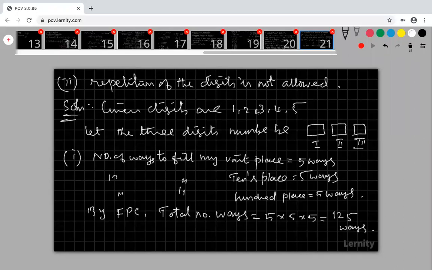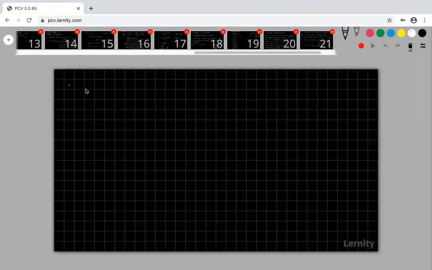That means, using these 5 digits, I can make 125 3-digit numbers. 125 3-digit numbers using these 5 digits alone. Okay. Repetition is allowed. Repetition is not allowed means... Come to the second one. Repetition is not allowed.